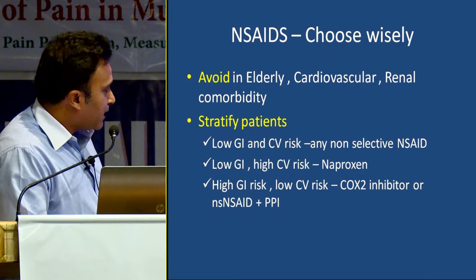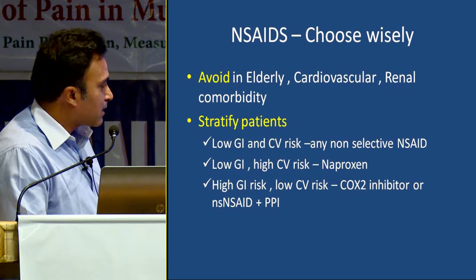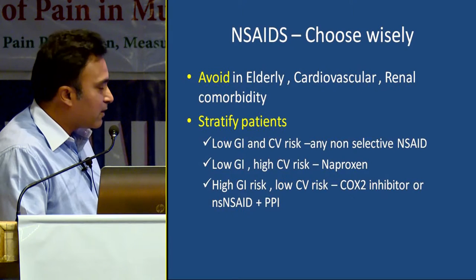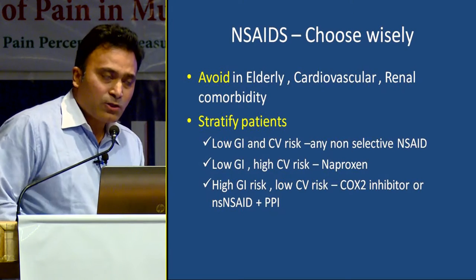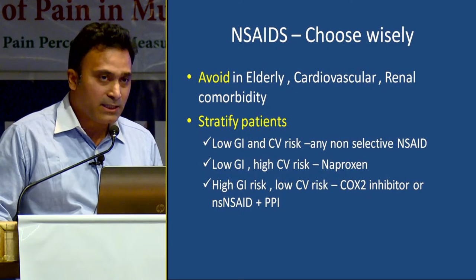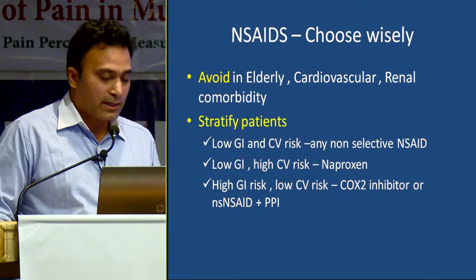For patients with higher gastrointestinal risk and lower cardiovascular risk, it's always better to choose a COX-2 inhibitor or a non-selective NSAID with a proton pump inhibitor. So whenever we are planning to give an NSAID prescription, it is always better to keep these things in mind about whom we are giving NSAIDs to.